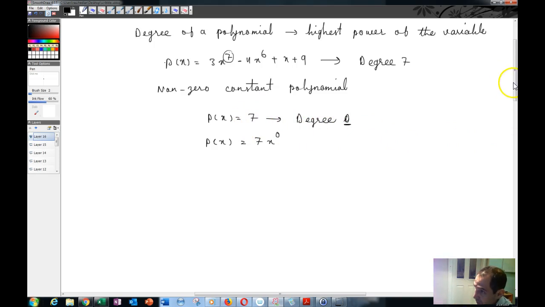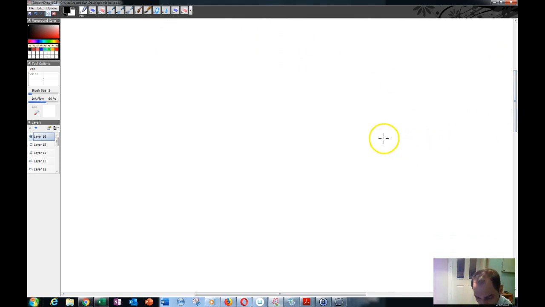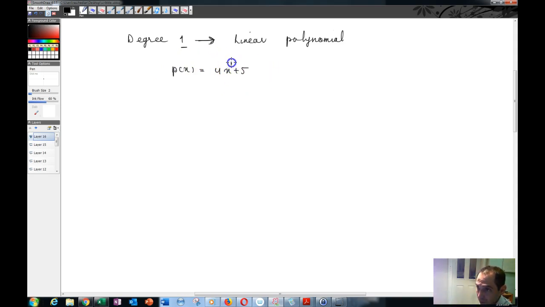Now, as far as the degree of a polynomial is concerned, if the degree of a polynomial is 1, then that polynomial is called a linear polynomial. So for example, let's say that you have p of x is equal to 4x plus 5. So the degree here is 1, so that's basically called a linear polynomial.